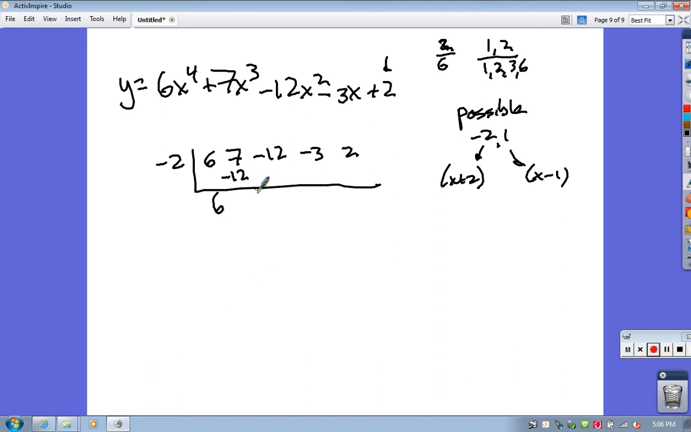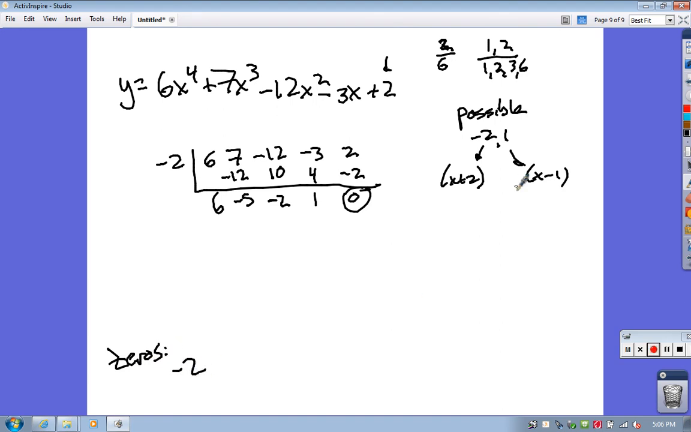That's a -5. -2 times -5 is +10. That adds to a -2. -2 times -2 is 4. That adds to a +1. 1 times -2 is -2. Great. That gives us a 0. So -2 is a zero. Right, that's my goal, to find the zeros.